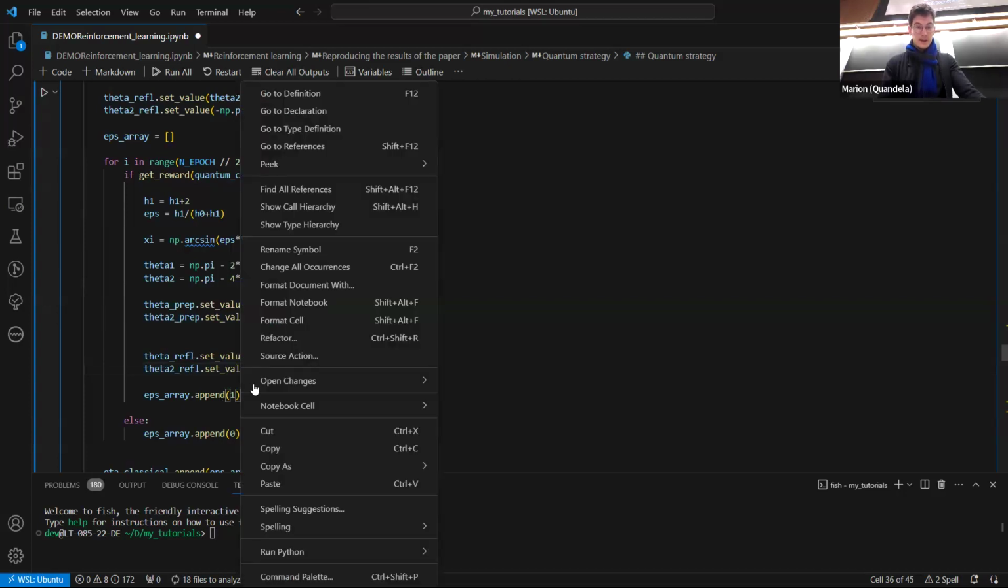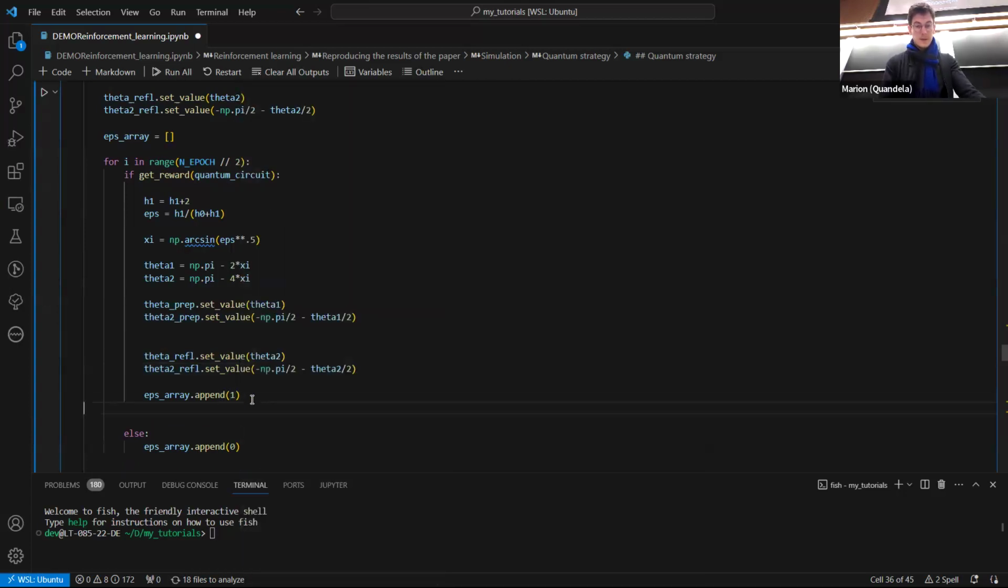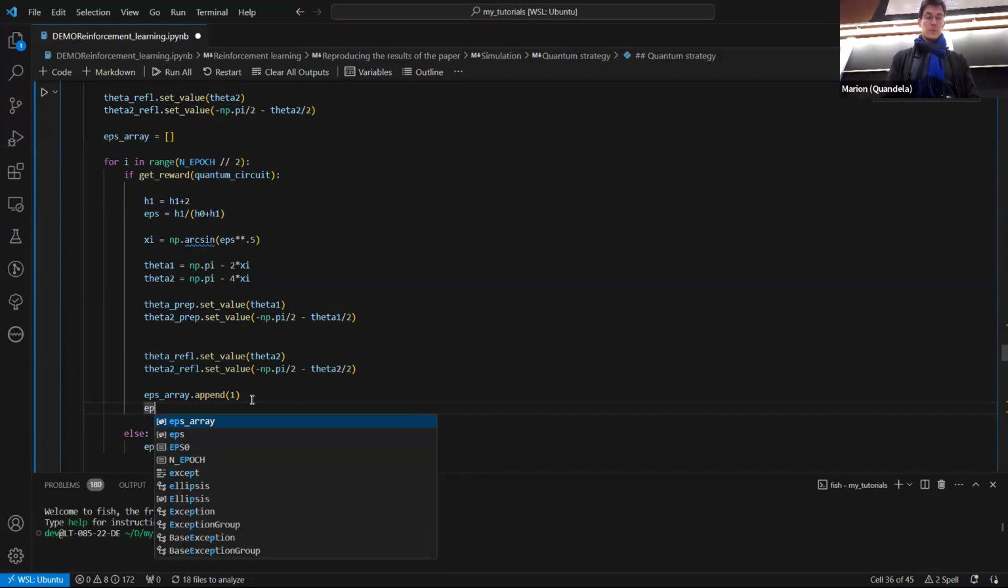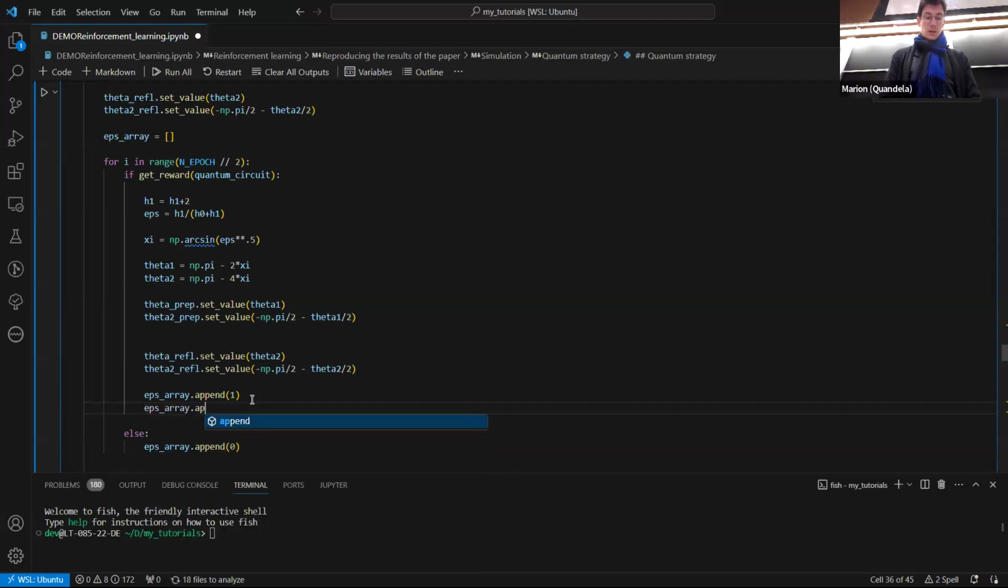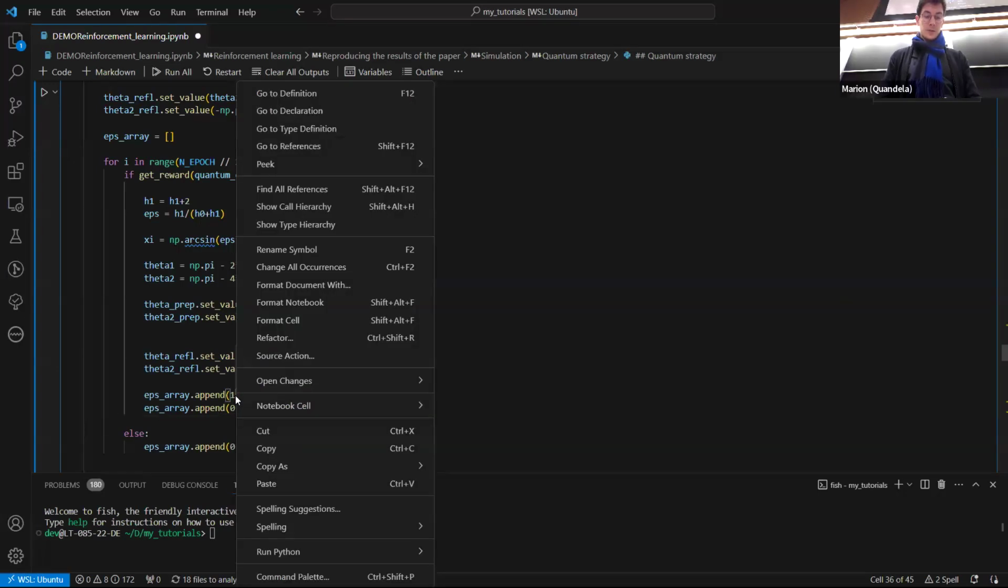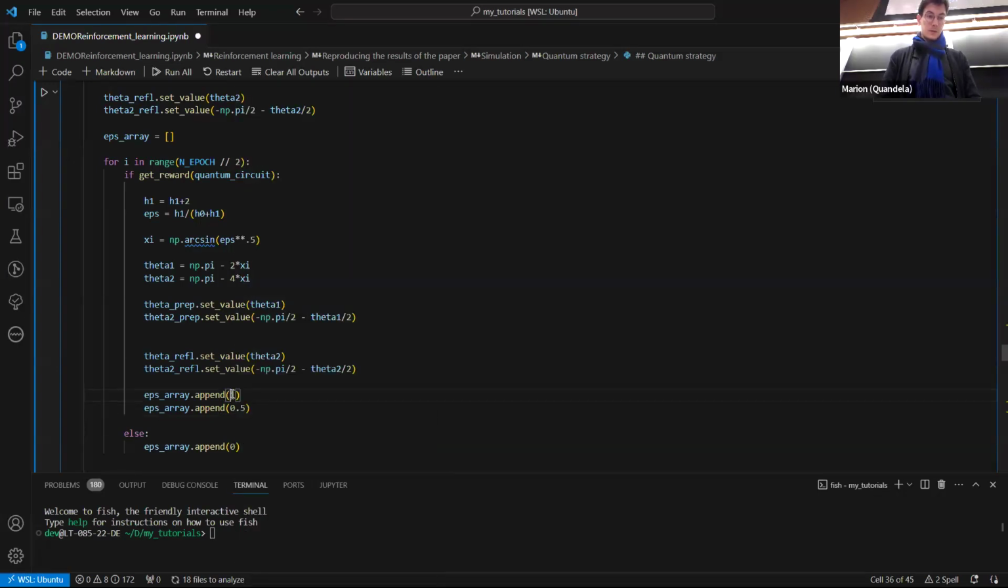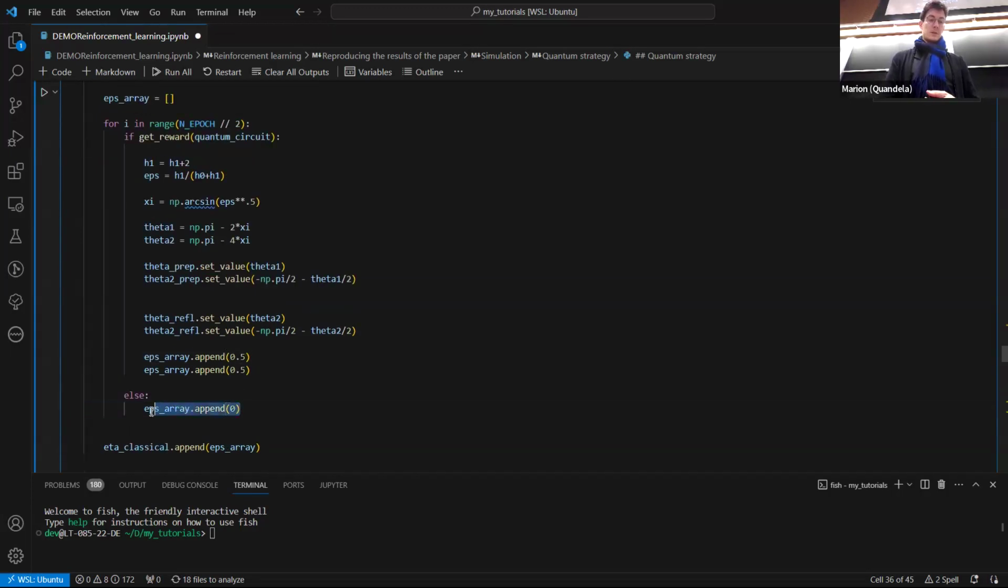The only thing is that, as I said, it's a bit weird, but because we have one epoch compared to two epochs for the quantum version, I'm going to append twice 0.5 instead of only one. But if I lose, I'm also going to append twice 0, right? So now it's a fair comparison to the classical case. And here I should update the right value.